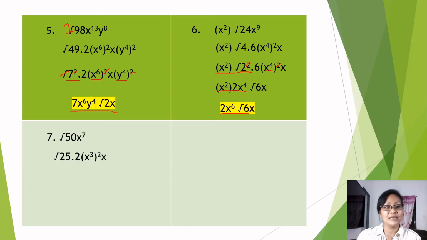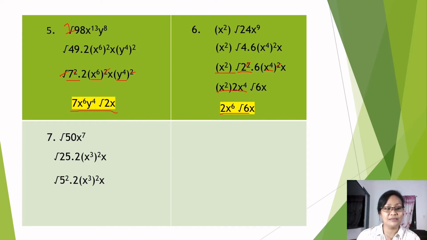Number 7, square root of 50x to the 7th power. Then factor out the radicand. So we have 25 times 2, x cubed squared, and x. Next, write 25 in exponential form. So we have square root of 5 squared times 2, x cubed squared, and x.